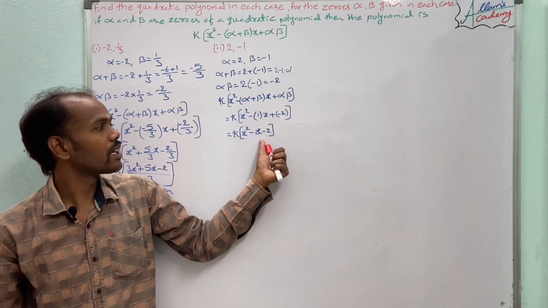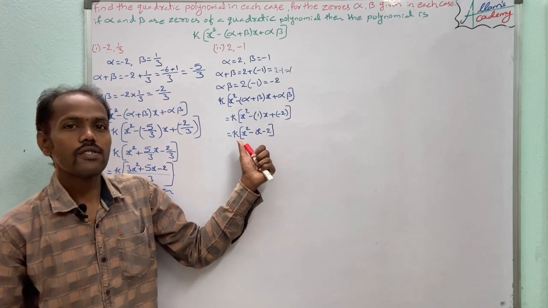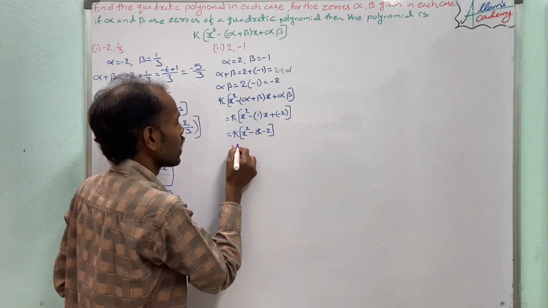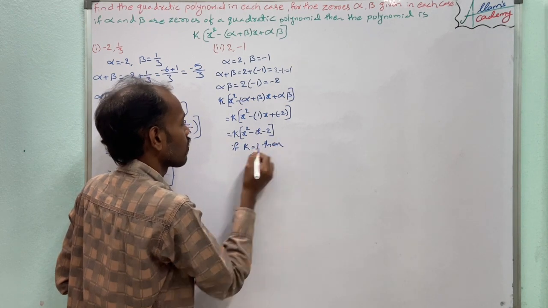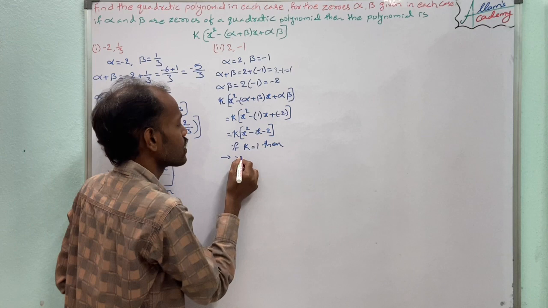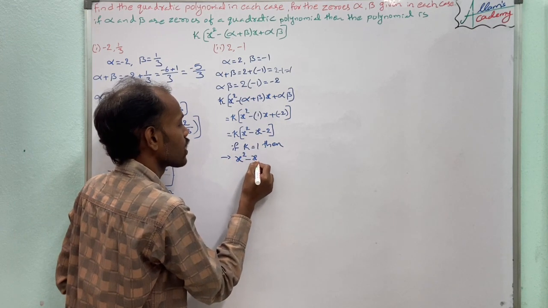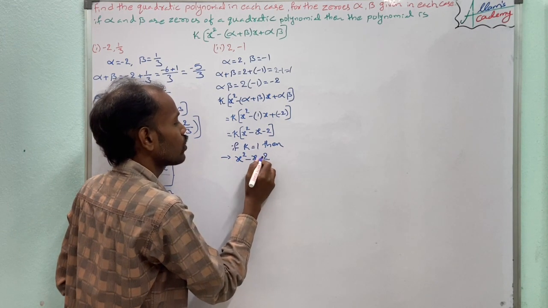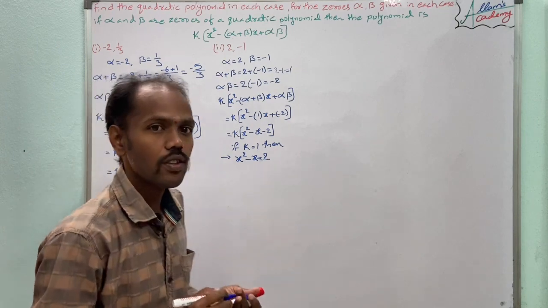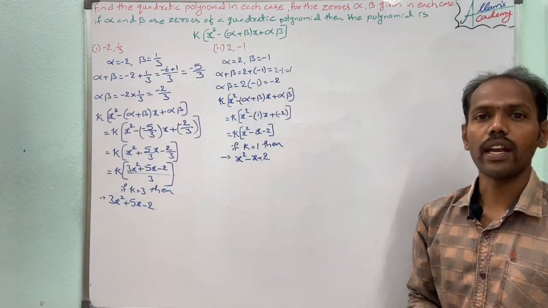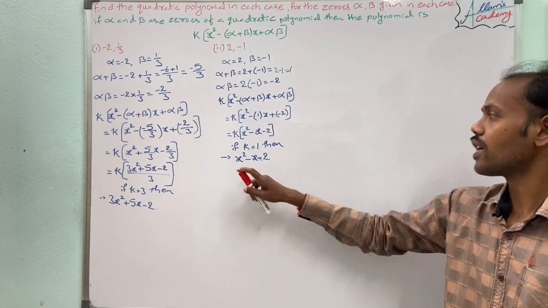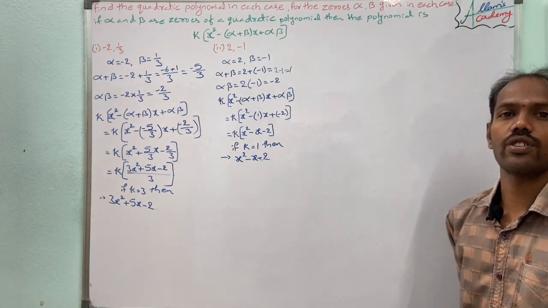Here the denominator is not any number, so we take k equal to 1. If k equals 1, then the quadratic polynomial is x square minus x minus 2. So if the zeros are 2 and minus 1, then the quadratic polynomial is x square minus x minus 2.